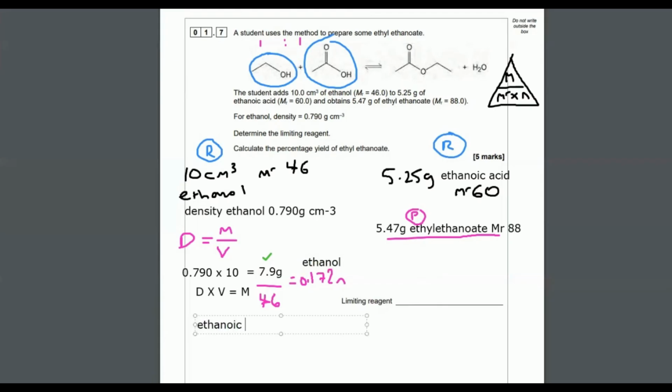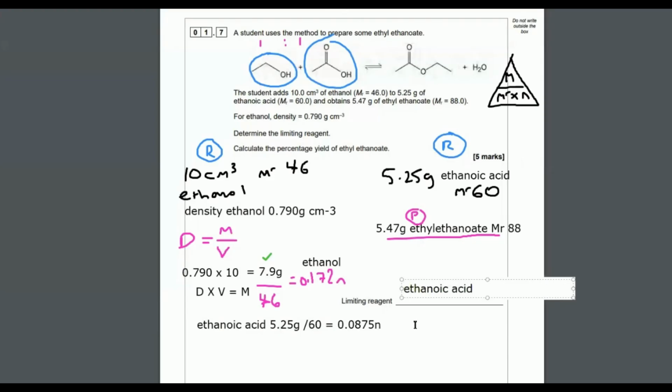Now for ethanoic acid, I want to do 5.25 g, divide that by 60. Let's whack that in the calculator, and that gives us 0.0875 moles. So you tell me, what's bigger, 0.172 or 0.0875? Hopefully you realize that 0.0875 is smaller. So my limiting reagent is ethanoic acid.